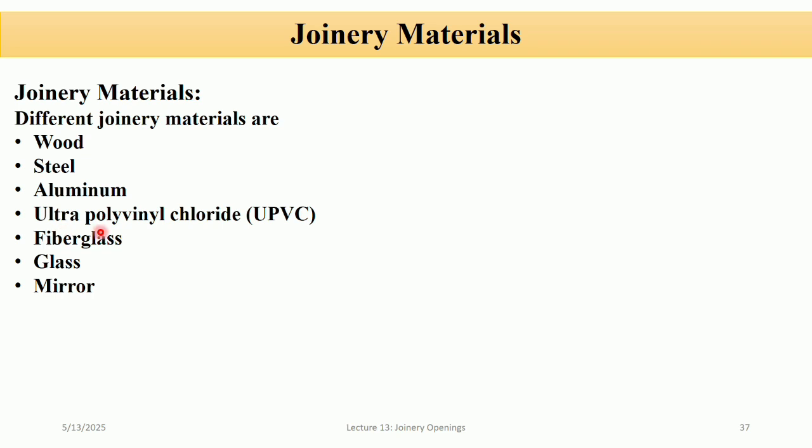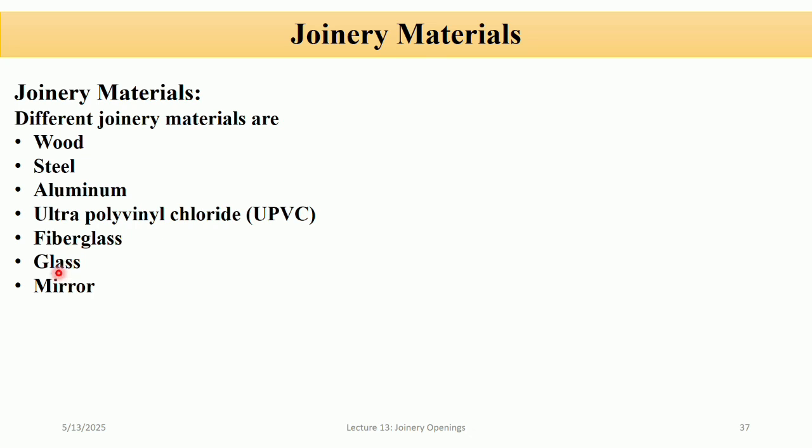The fourth one is ultra polyvinyl chloride UPVC. So a plastic material used as an alternative to wood and metal in joinery. So it is waterproof and termite proof, and it have maintenance free, and it is sound and heat insulating. The fifth one is the fiberglass. So it is a composite material made from glass fiber and resin. It is very strong yet lightweight, and it weather and corrosion resistance. So it can be molded into any shape, and it is energy efficient.